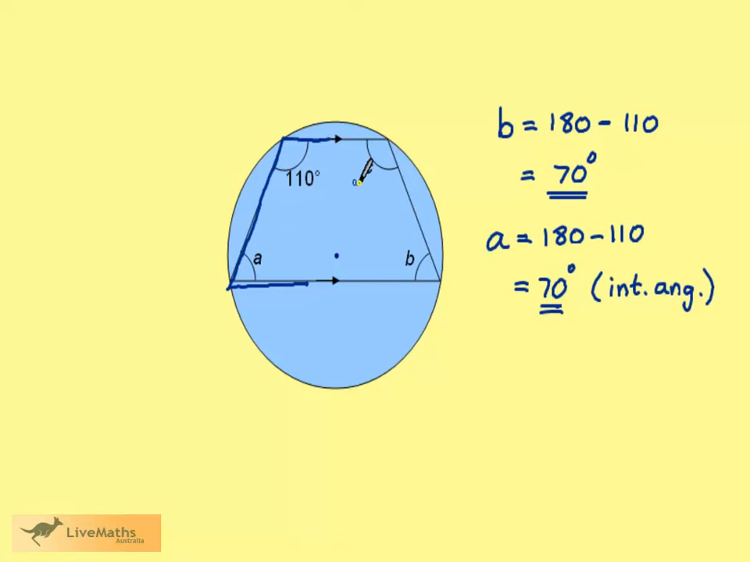Finally, we can now find C. We could use the cyclic quadrilateral again, and note that C must be 110, since A is 70.